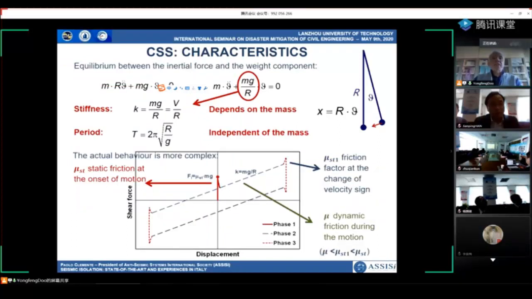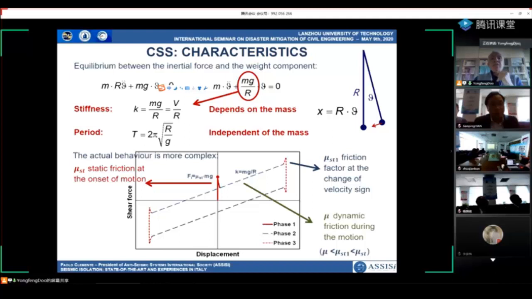How does it work? Well, the principle is the same as a simple pendulum. We write the equilibrium between the internal forces and the weight component, and deduce that the stiffness depends on the mass. As a result, the period of vibration is independent of the mass. The actual behavior is more complex, as you can see from the diagram at the bottom of this slide.